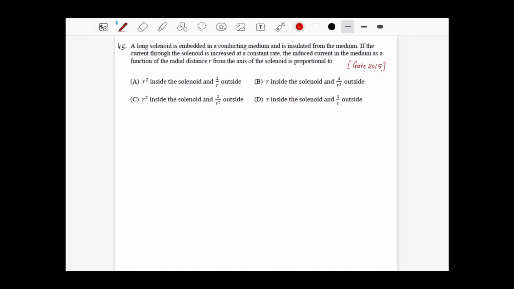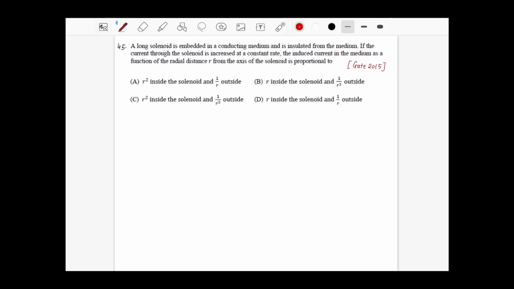Today we are going to solve question number 45 from the GATE 2015 question paper. In this question it is given that a long solenoid is embedded in a conducting medium and is insulated from the medium. If the current through the solenoid is increased at a constant rate, the induced current in the medium as a function of radial distance r from the axis of the solenoid is proportional to what?